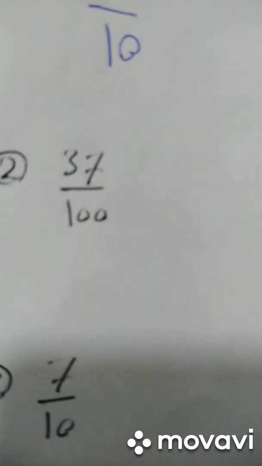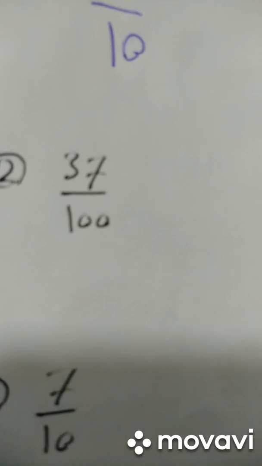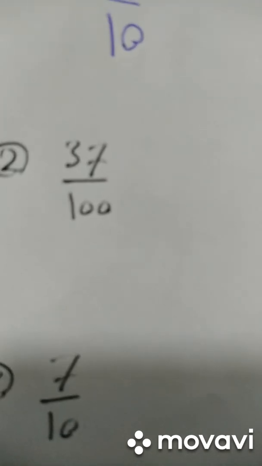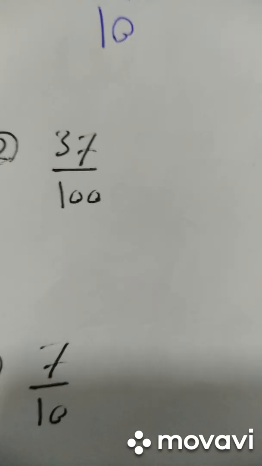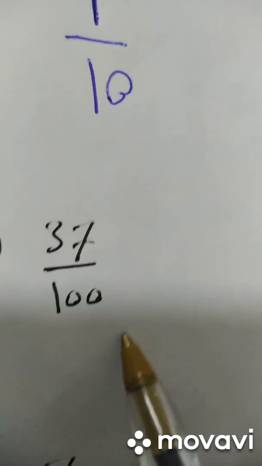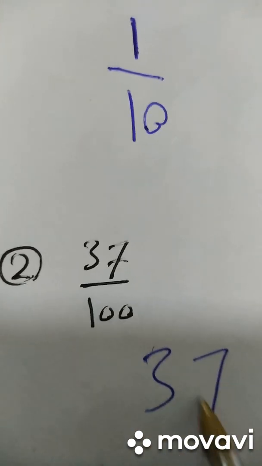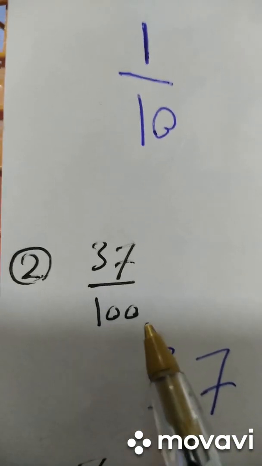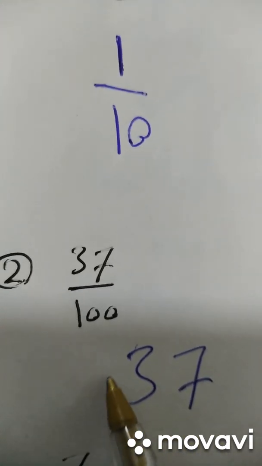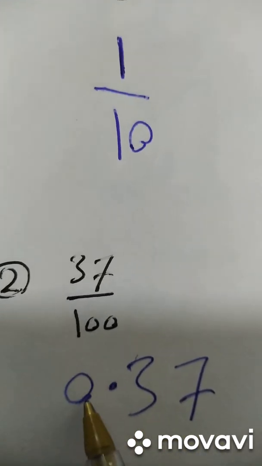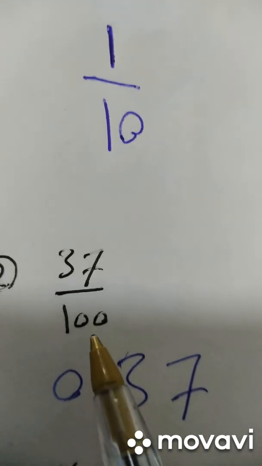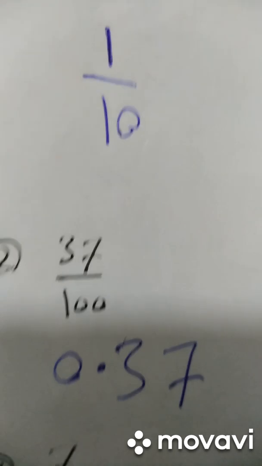Number 2, 37 hundredths. Yes, 37 hundredths is a fraction, so we want to rename it as a decimal. So now write 37, and the decimal place is 2 digits, hundredths. So 1, 2, and put the decimal point after 2 digits. We have hundredths, so 37 hundredths.